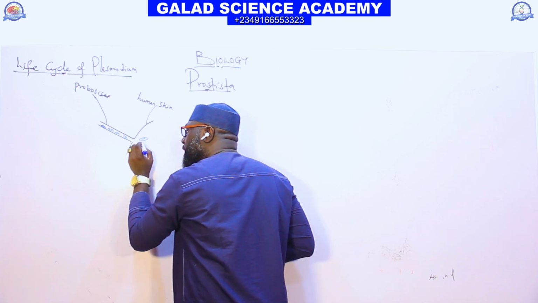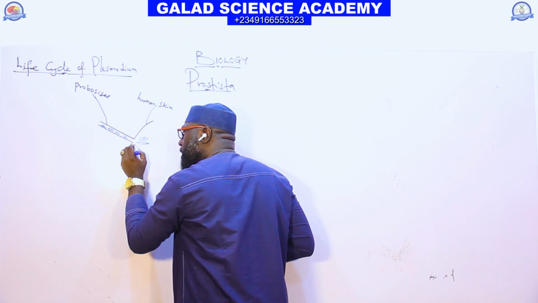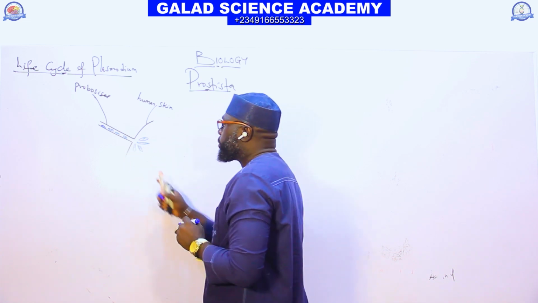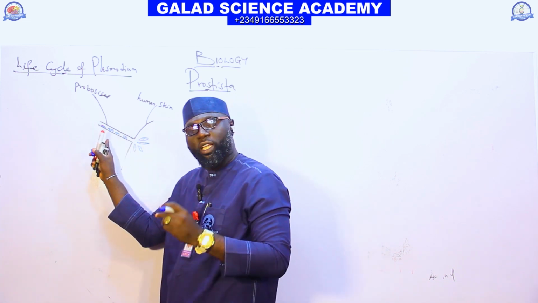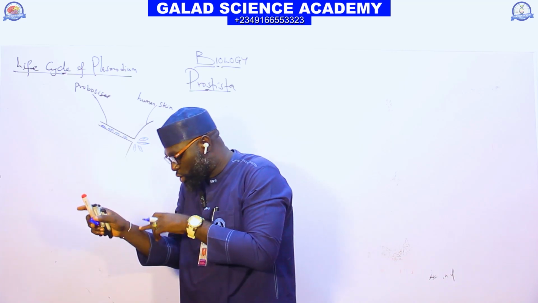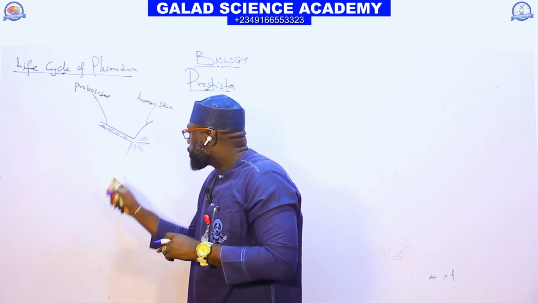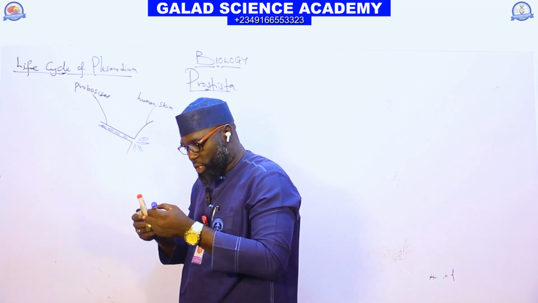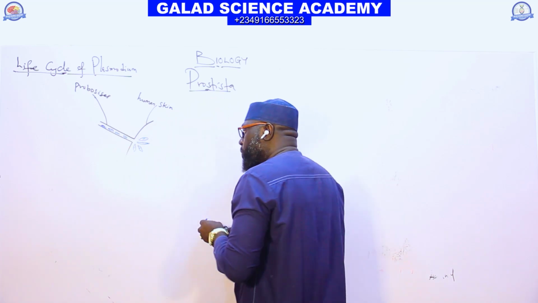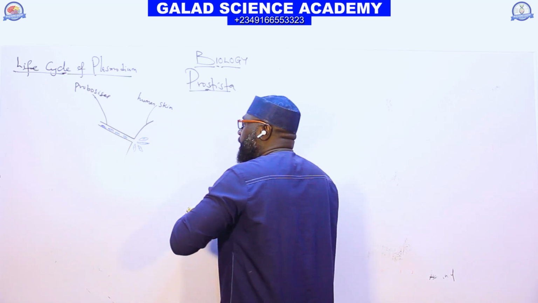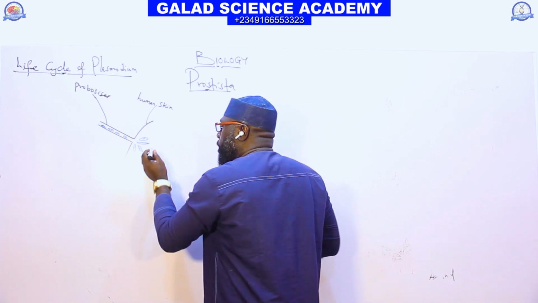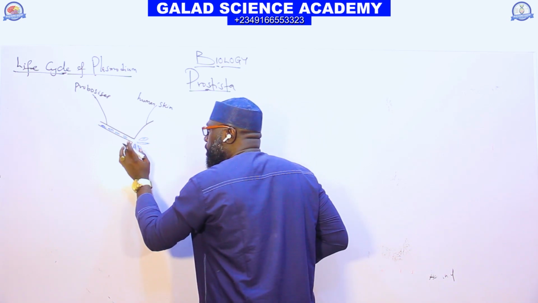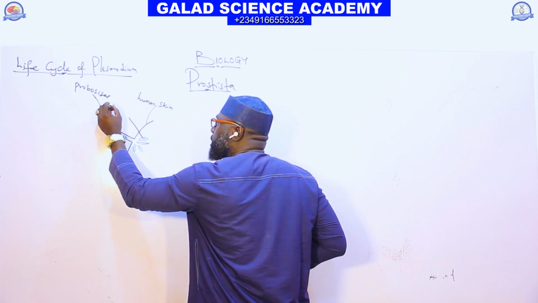So when it gets to the skin, it releases sporozoites, through the process whereby the mosquito is sucking blood from the skin. This sporozoite will mix with saliva. Let's call it sporozoite.